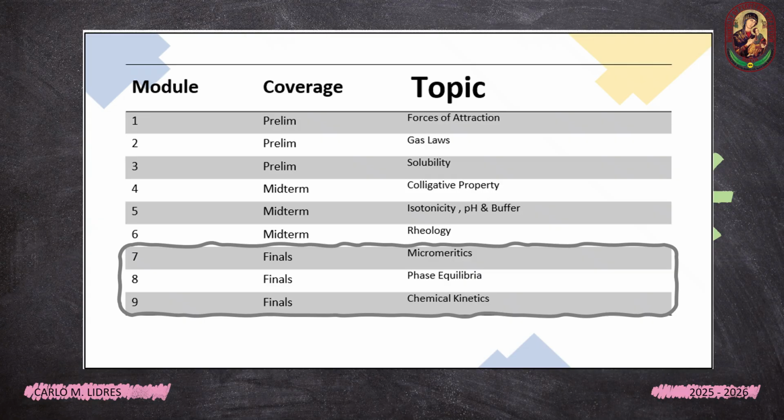Micromeritics deals with the science of particle size and surface area, crucial for powder flow, dissolution, and drug absorption. Phase equilibria explains how different phases, solid, liquid, and gas, coexist in balance, helping us understand formulations and stability. And finally, chemical kinetics reveals how fast reactions occur, guiding us in predicting drug shelf life and degradation.